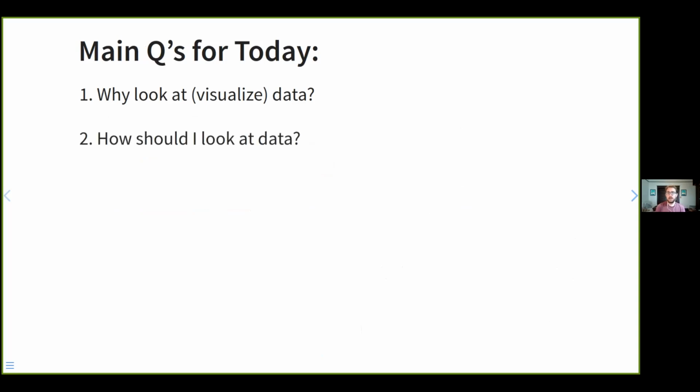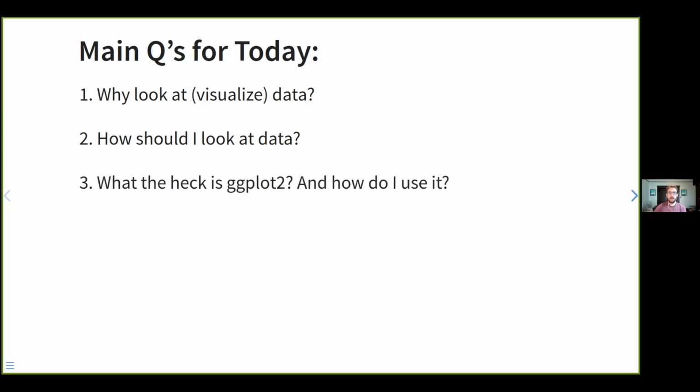And then the second main question is, how should I look at data? It's actually a fairly complicated mix of a little bit of an art and a little bit of science. There's a lot of design thinking that goes into it. That's not something we're always taught as scientists. So thinking about that is a fun and somewhat creative aspect of our work, which I think is really important.